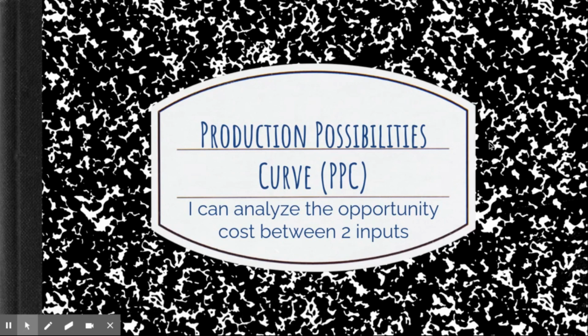So we've already learned about production possibilities. What are we producing? What resources are we going to use, and for whom are we going to produce? And we've talked about the opportunity cost. What am I giving up to make one thing or buy one thing instead of making or buying some other thing? So today we're going to graph that.